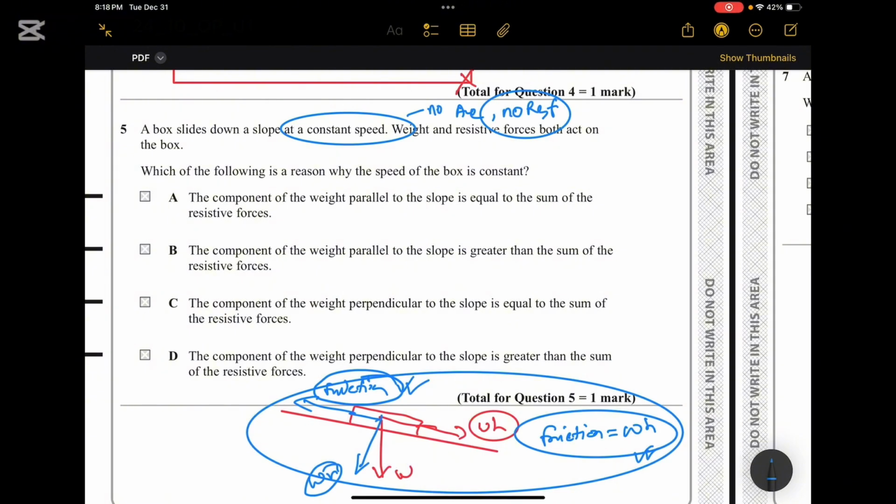Okay, so which of the following is the reason why the speed of the box is constant? Let's read the first one: the component of the weight parallel to the slope. This is the slope, and this component of the weight is parallel to it and is equal to the resistive force. Resistive force is friction, so this is going to be our answer. We can easily omit all the other options.